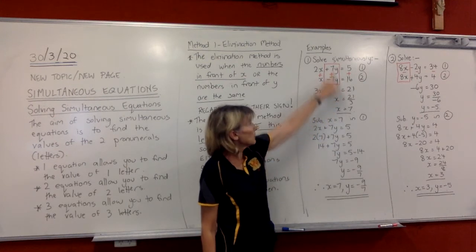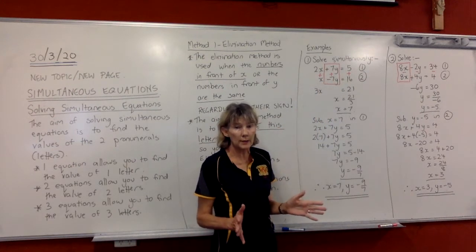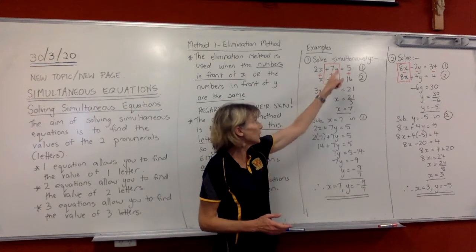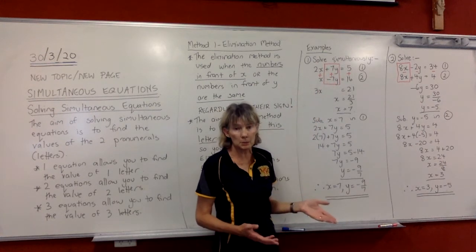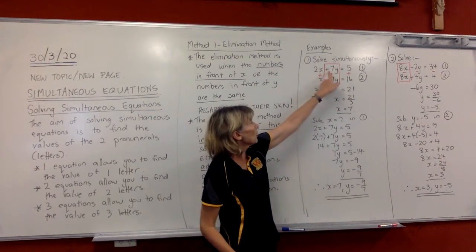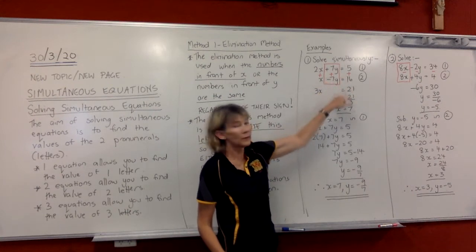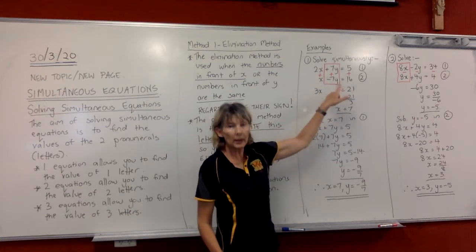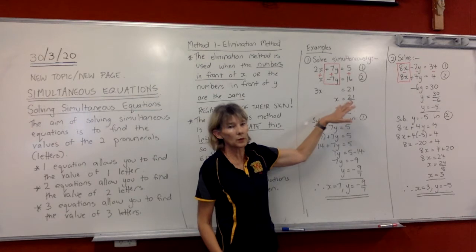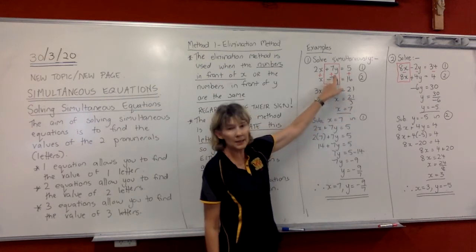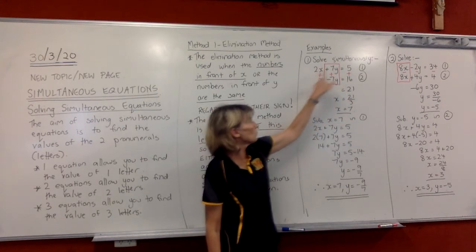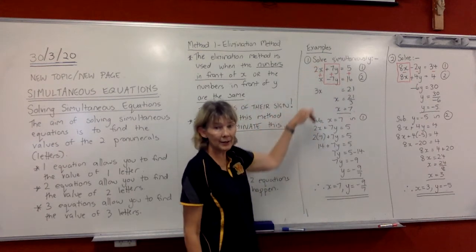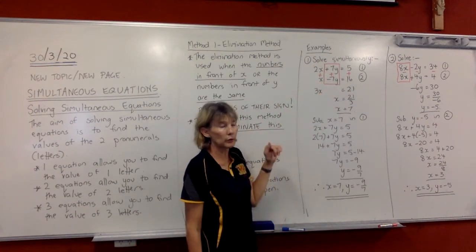Now, to eliminate the y's and get rid of all the y's, you've got to think, do we need to add these things together or do we need to subtract them? Well, if we've got plus 7y and minus 7y, if we add those together, we're going to get 0, and that's what we want to happen. So we're going to put a plus sign there, and we're going to do that right through the equation. So we're going to add top to bottom right through the equations.